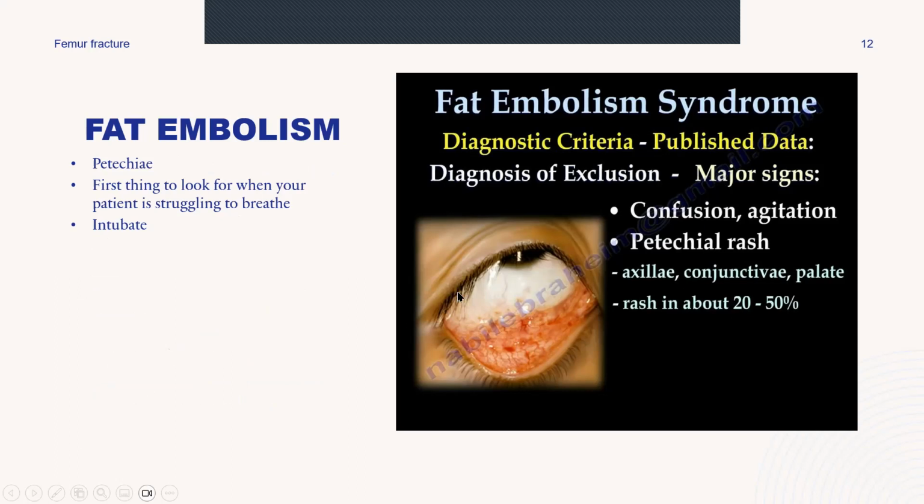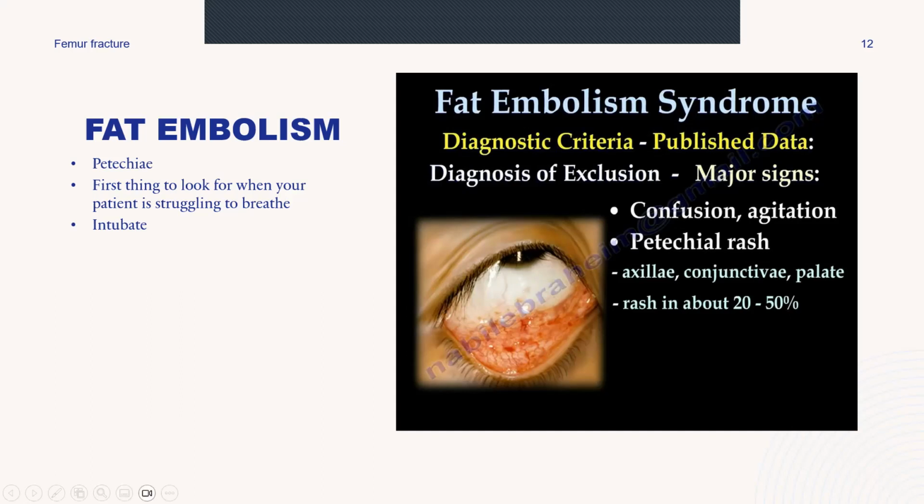So this is just breaking it down. So fat embolism syndrome, it is a diagnosis of exclusion, but you have confusion, agitation, particular rash can occur as well. But the most common place to see the petechia is in the eye. So it's the first thing that you kind of look for when your patient is struggling to breathe. The first thing that you do is intubate this patient. Don't worry, your saturation can be 100%. It doesn't make a difference. You make sure that you intubate this patient.